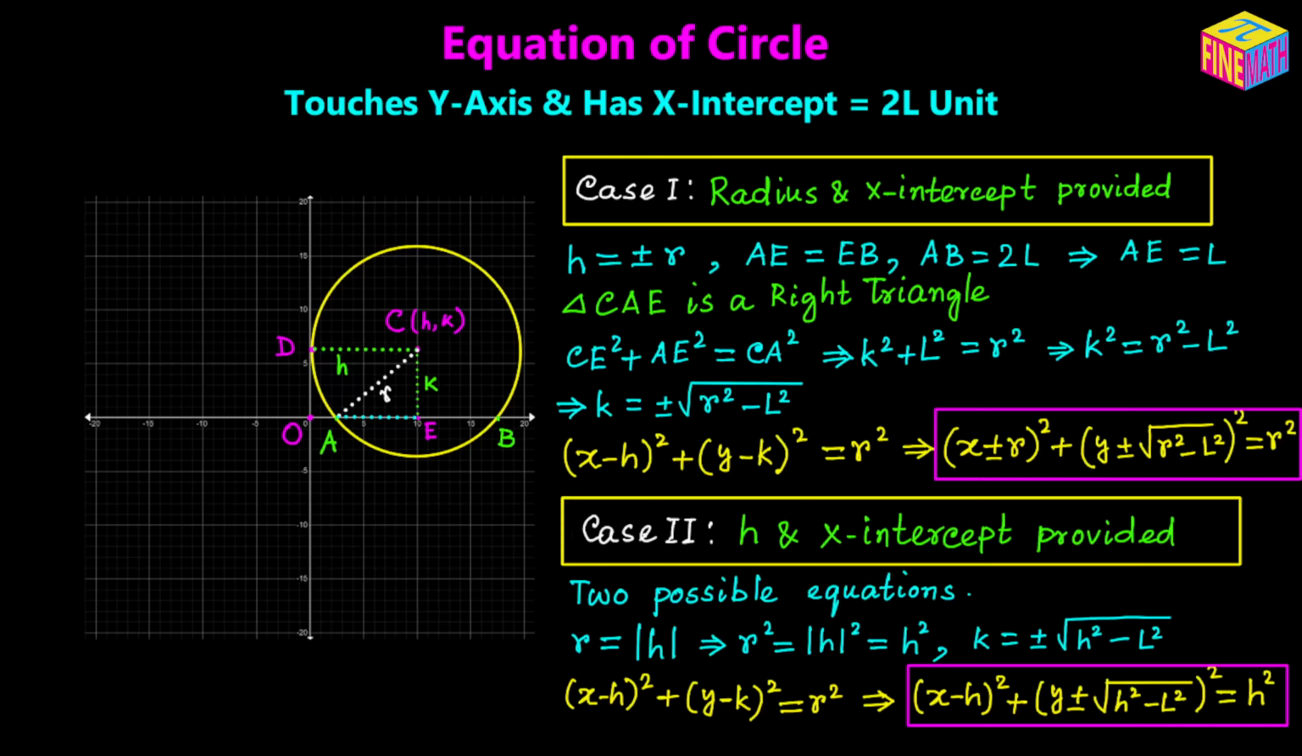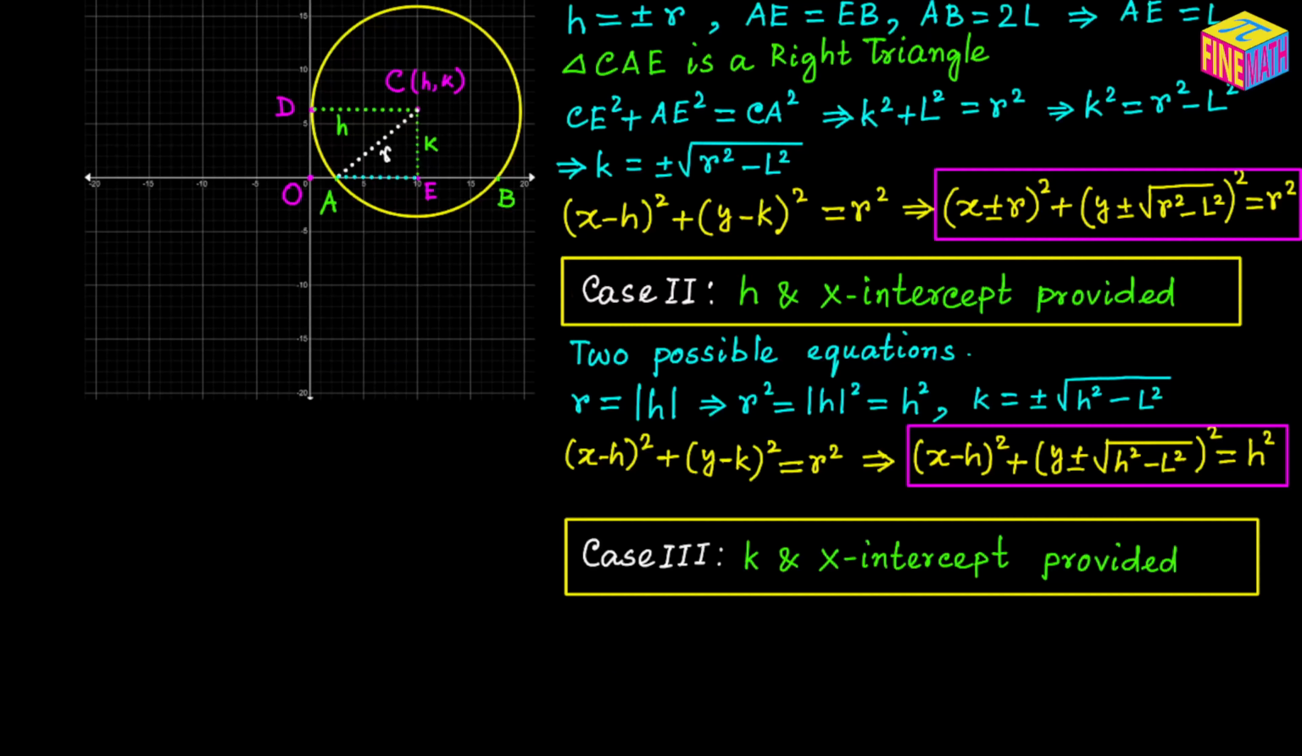Next, we are going to take a look at a third scenario. In the third scenario, let's suppose we have been provided with the y coordinate of the center and the x-intercept of the circle. So in this case, what are the two possibilities? Well, because we have been provided with the y coordinate of the center, the circle can either be on the right hand side of the y-axis or on the left hand side of the y-axis. So here again we have only two possibilities.